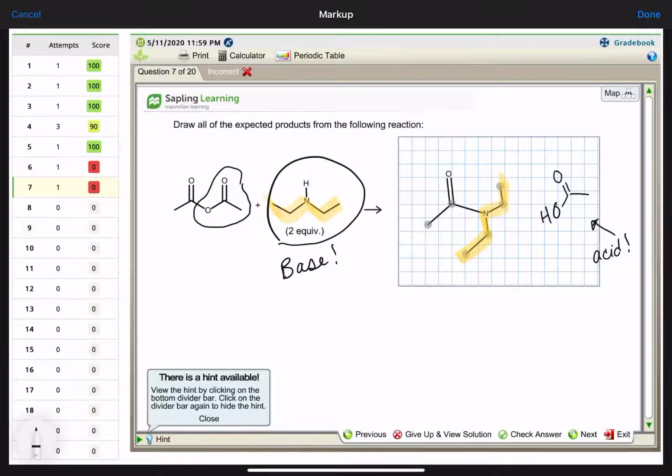I said, okay, that's fine. I can handle this. So I brought in the second amine, and I went ahead and took the hydrogen off of the carboxylic acid, did an acid-base proton transfer from the carboxylic acid over to the amine, and that is finally what made Sapling happy. That is what it wanted.